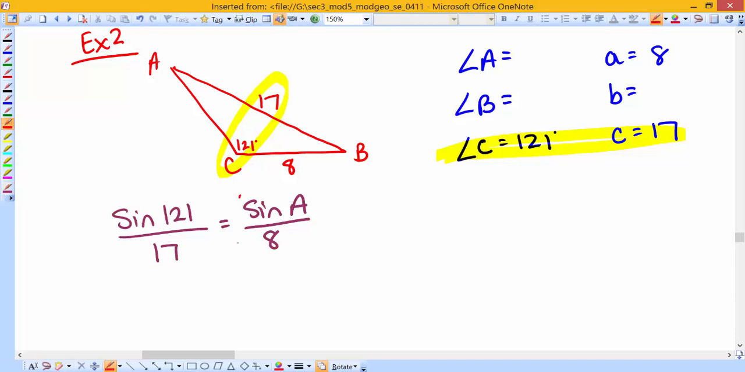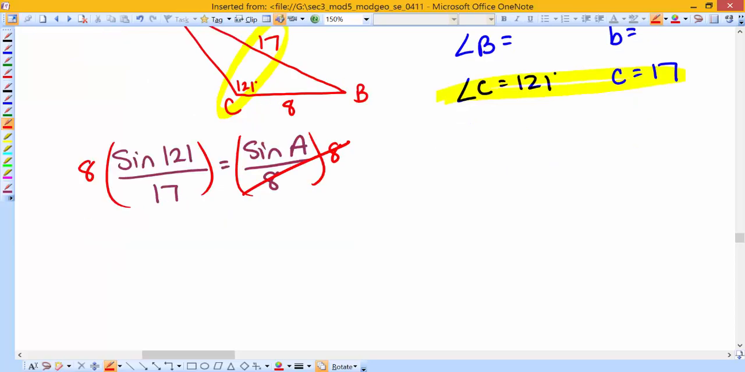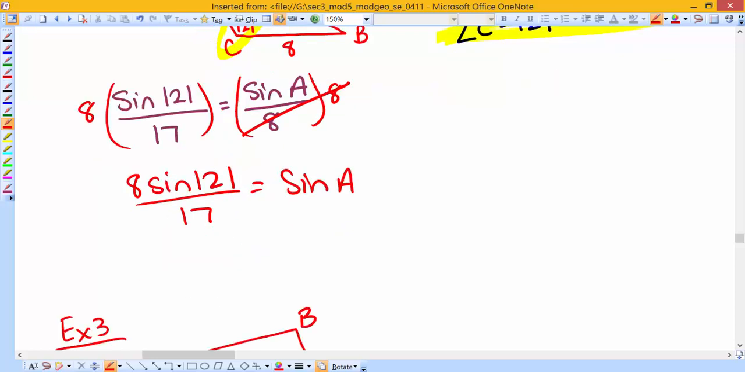So the first thing I'm going to do is multiply both sides by 8 to get rid of my fraction. So right now I have 8 times the sine of 121 over 17 equals the sine of A. Now I'm going to do this fraction here in my calculator, and I'm going to get a decimal, but I don't want you to clear it. So 8 times the sine of 121 divided by 17. And I have 0.40337 on and on and on. So double check that that's what you have, but leave it in your calculator.